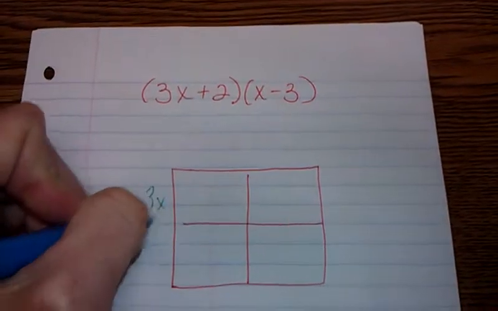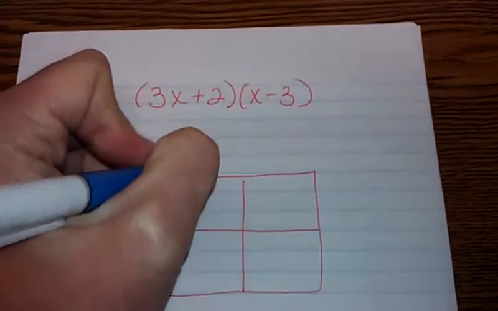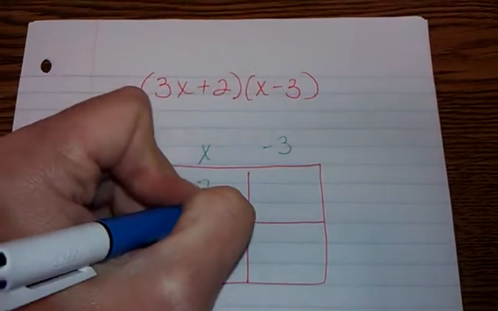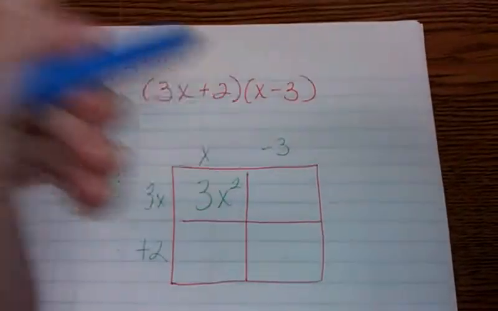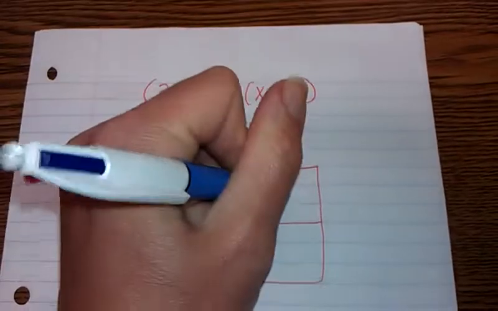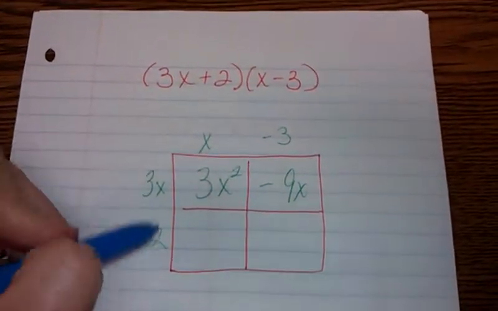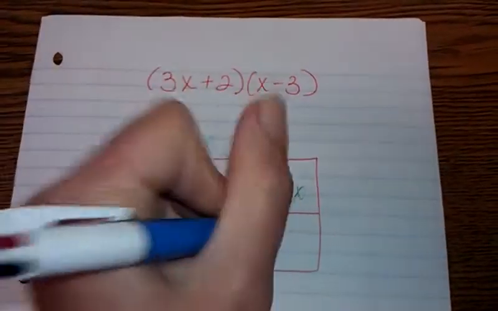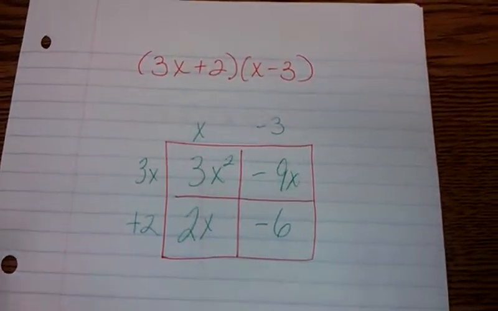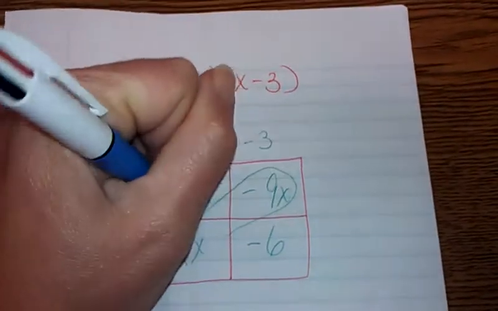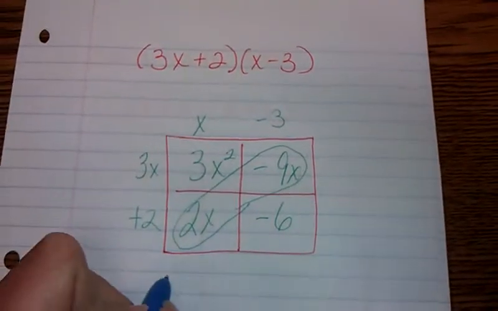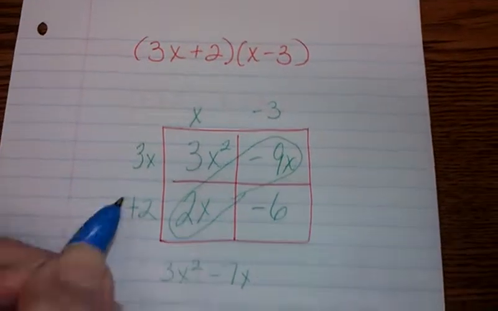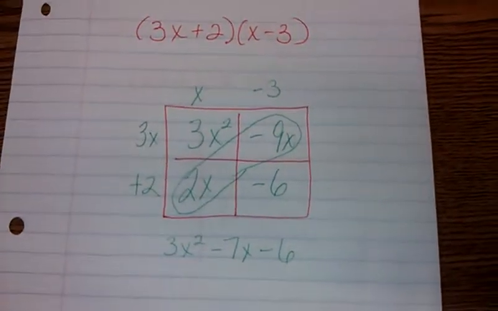I have 3x plus 2 and x minus 3. 3x times x, 3x squared. 3x times negative 3, negative 9x. 2 times x, 2x. 2 times negative 3, negative 6. Now these two go together. I have 3x squared minus 7x minus 6. And there's my product.